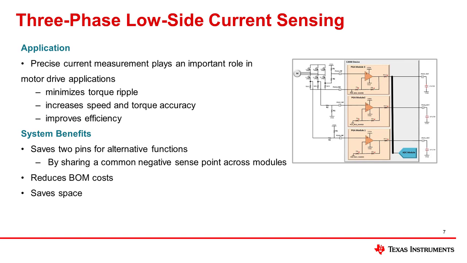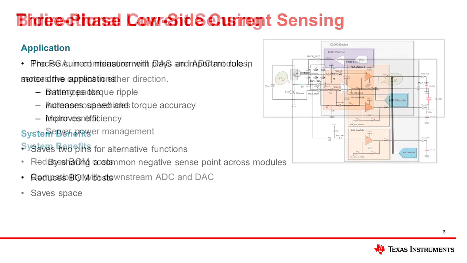In applications that require multiple PGAs with a common negative sense point, the PGA module offers the sharing of a common negative sense point across modules. This feature helps save 2 pins for other functionalities, such as ADC pin and digital inputs and outputs. This feature, combined with rail-to-rail input and output, high bandwidth, and high slew rate, makes the PGA module more appealing for motor drive applications.